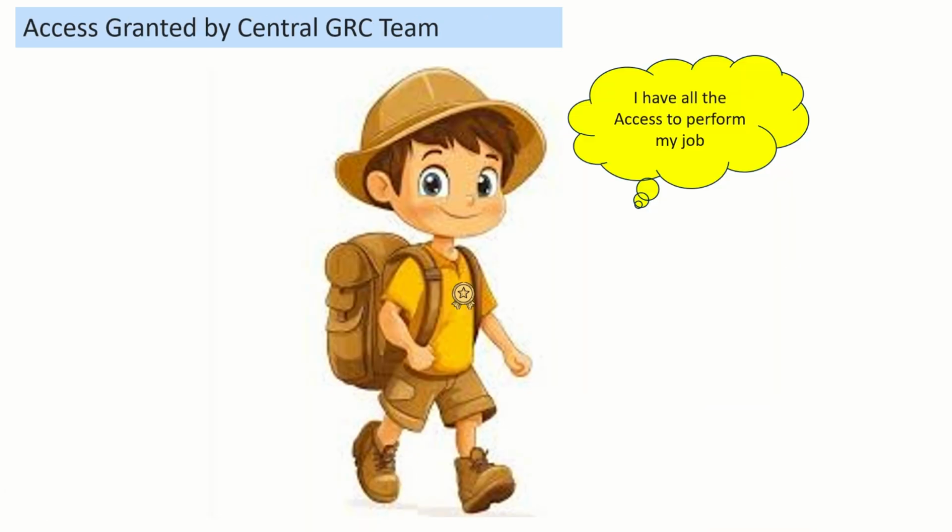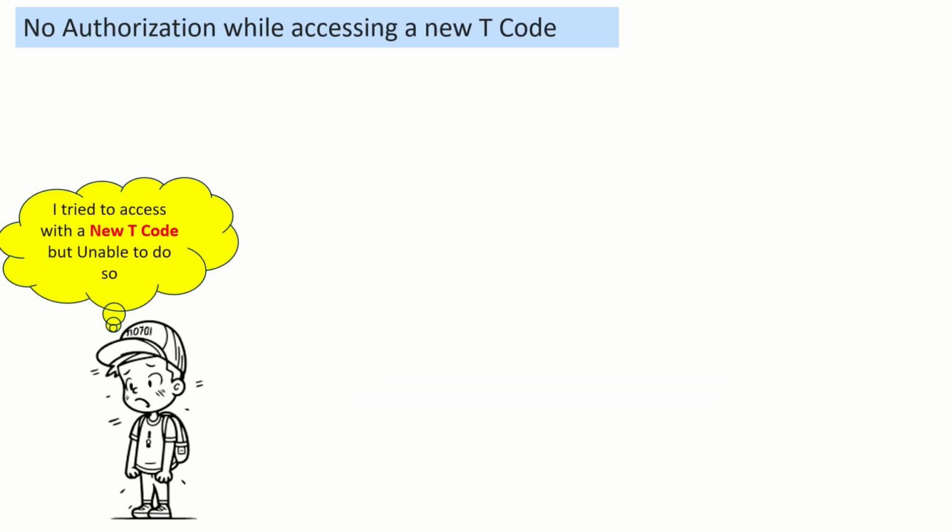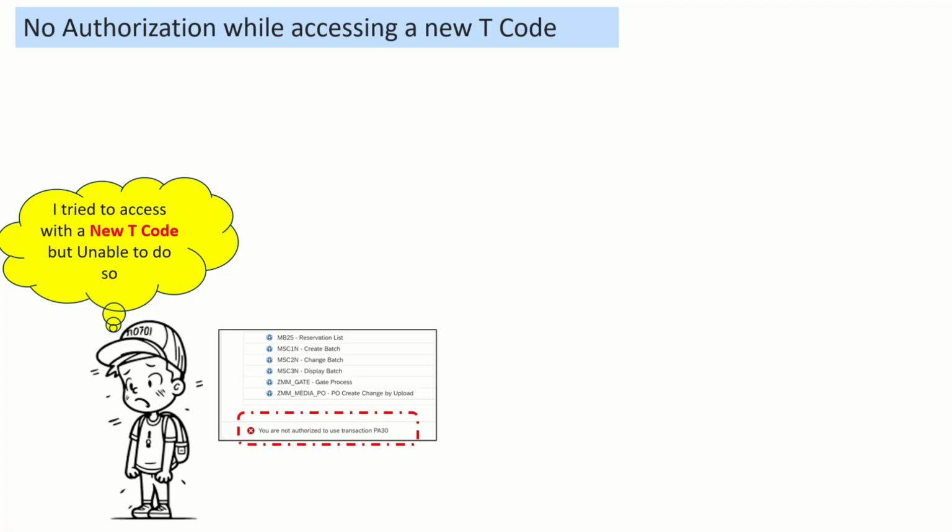With this, Bharat is happy now. He has all the access to perform his job. But wait, few days later, when he is trying to access another T code, he is unable to do so. What could be the reason? Either job role, enabler role, authorization, something is missing.